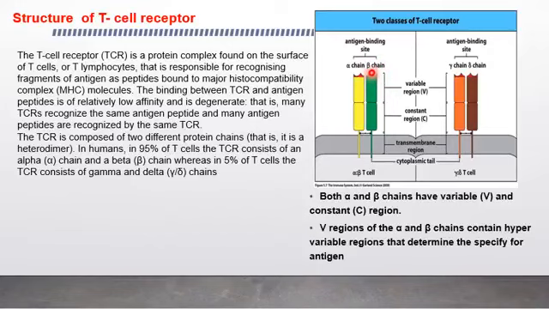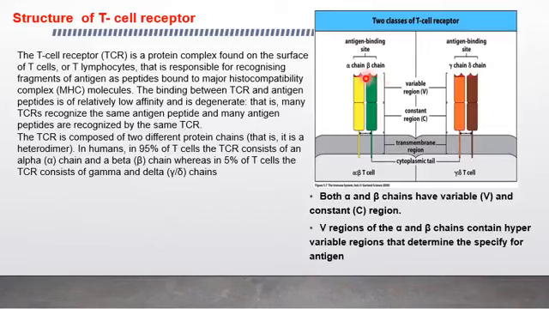So the binding between the T cell receptors and the antigen peptide is of relatively low affinity and is degenerate. That is, many T cell receptors recognize the same antigen peptide, and many antigen peptides are recognized by one T cell receptor. So let's describe the T cell receptor.